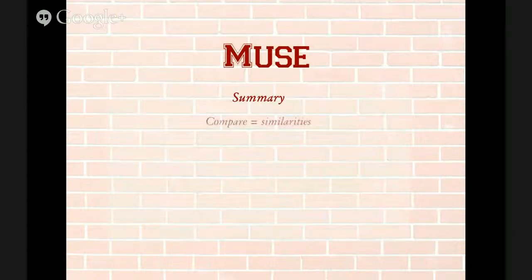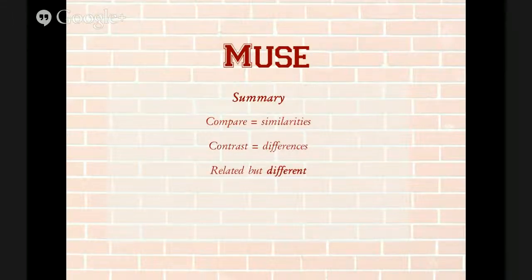So in summary, remember that when we were talking about comparison, that was focusing on 2 things that were related, and we were focusing on the ways that they were similar. When we are contrasting, we also are talking about 2 things that are related, but we are pointing out their differences. So comparing has to do with similarities, contrasting has to do with differences. So remember, they have to be related, but you're focusing on the differences.